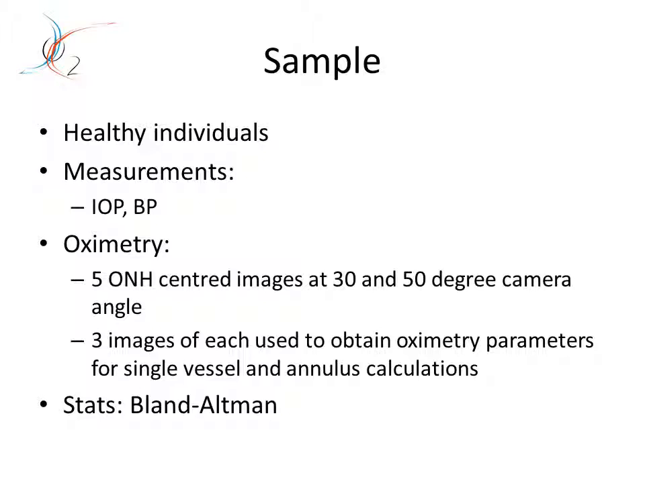But now for this analysis, I just brought along what we've done with oximetry. So we basically have taken 5 images, each with a camera angle set at 30 and 50 degrees. And we then used 3 images of each of those settings to calculate averaged single vessel and averaged annulus parameters.